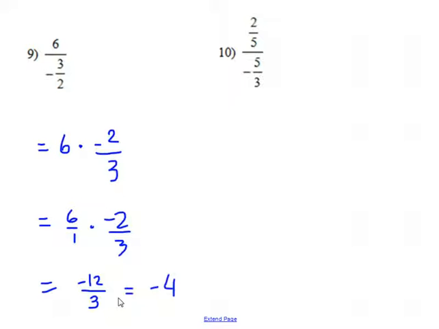For question 10, 2/5 divided by negative 5/3. Well, it's a whole lot easier to see this as 2/5 times the reciprocal, negative 3 over 5. So now I multiply 2 times negative 3, I get negative 6. I multiply 5 times 5, I get 25. And in this case, I can't simplify down any further. I am done. And in fact, this is the answer I gave as the correct answer for number 10.